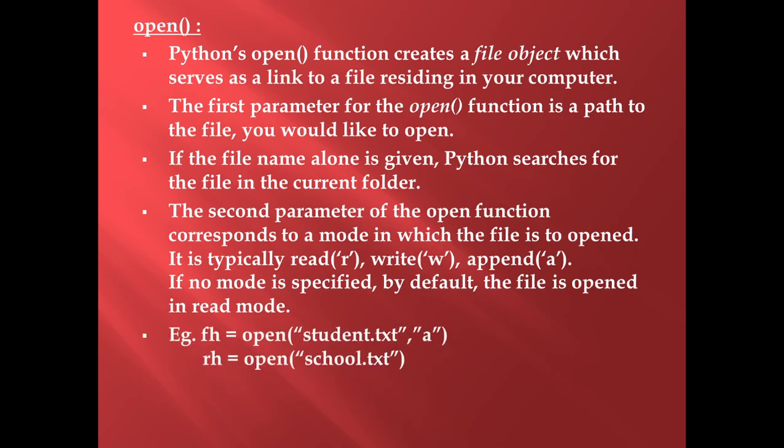See this example, fh = open("student.txt", "a"). It means that the file student.txt is opened in append mode. In the second line, rh = open("school.txt"). Here no mode is specified, so this file is opened in read mode. The file function in Python is very much similar to the open function. Let's move on to the read functions.